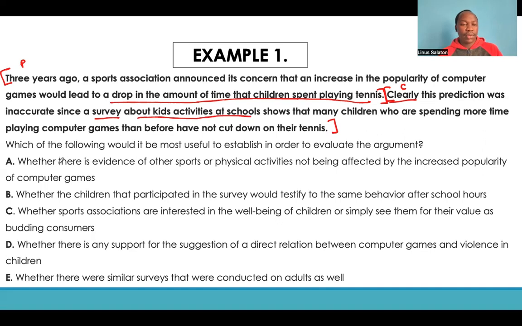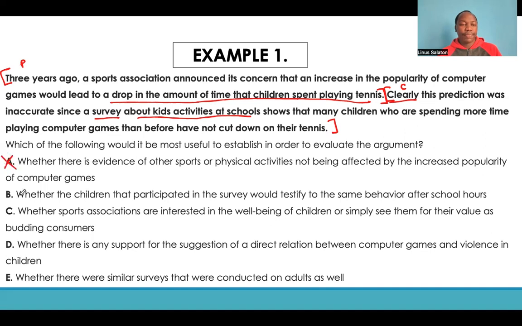So reading through the answer choices, A says, whether there is evidence of other sports or physical activities not being affected by the increased popularity of computer games. Our argument more or less focuses on tennis, and that is clearly what you should be focusing on. Other sports or physical activities, I believe in this case, are out of scope, and as we said earlier, answers that are out of scope are definitely wrong for evaluate the argument question types.